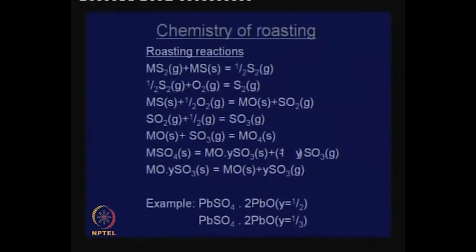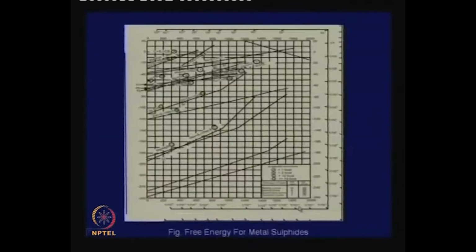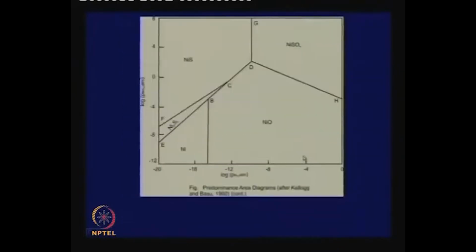Now, regarding the various steps in pyrometallurgy, we can consider roasting, smelting, etc. I have discussed a lot of things. I have said there can be so many kinds of roasting reactions where we talk about converting sulfides to oxides or sulfates or lower oxides, and there have been many examples of this. There are also free energy diagrams for metal sulfides.